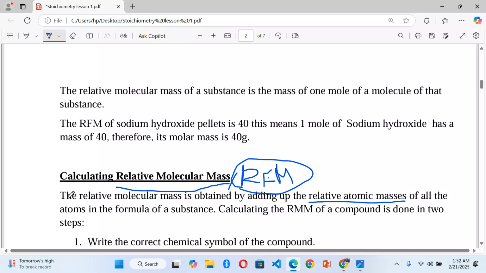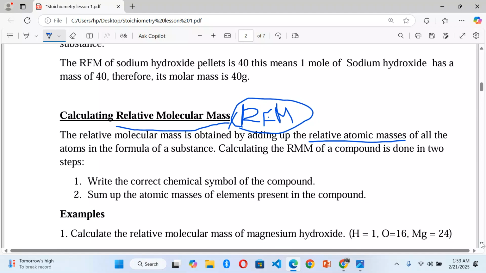Okay, so let's come back here. The relative molecular mass is obtained by adding up the relative atomic masses of all the atoms in the formula of a substance. So calculating the relative molecular mass of a compound is done in 2 steps. Which steps are we talking about here?